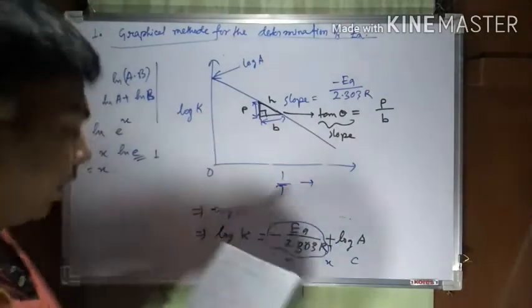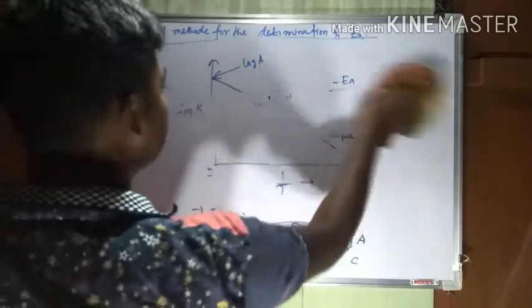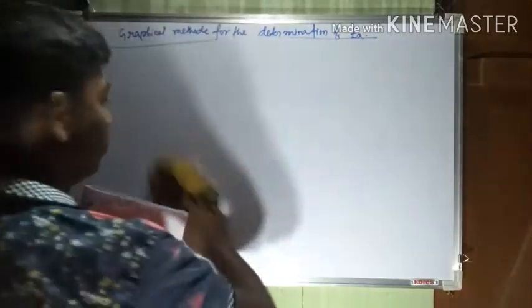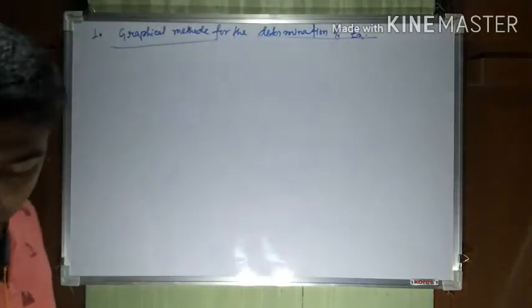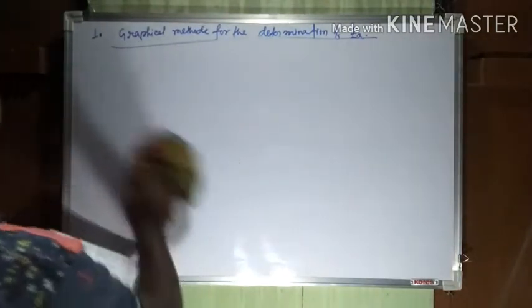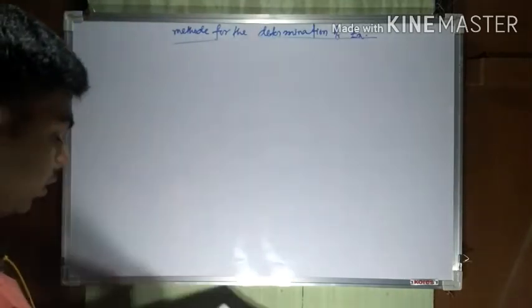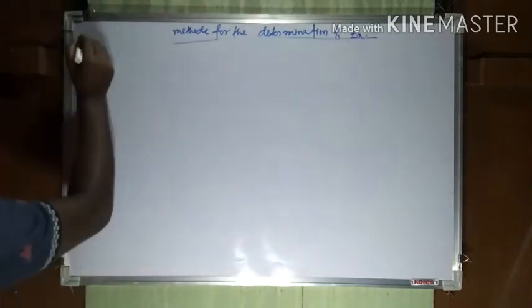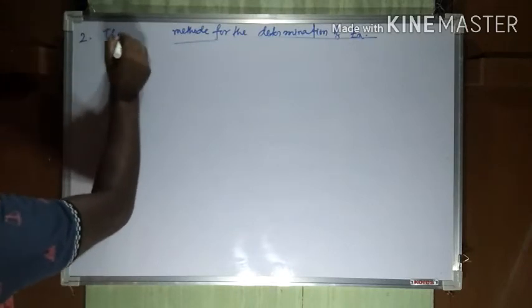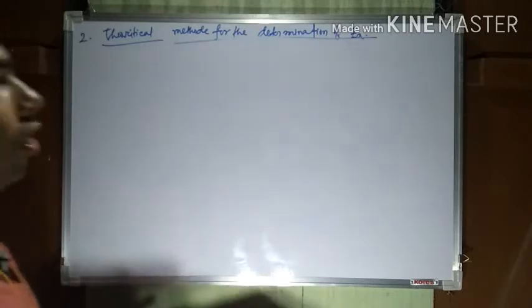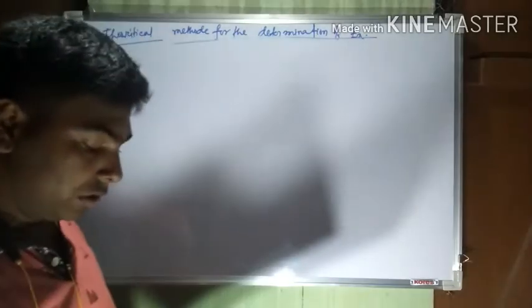Understood? Okay. Next is the determination of activation energy for a reaction with the help of the theoretical method. Now it is theoretical. The second method is the theoretical method for the determination of activation energy. How is it?